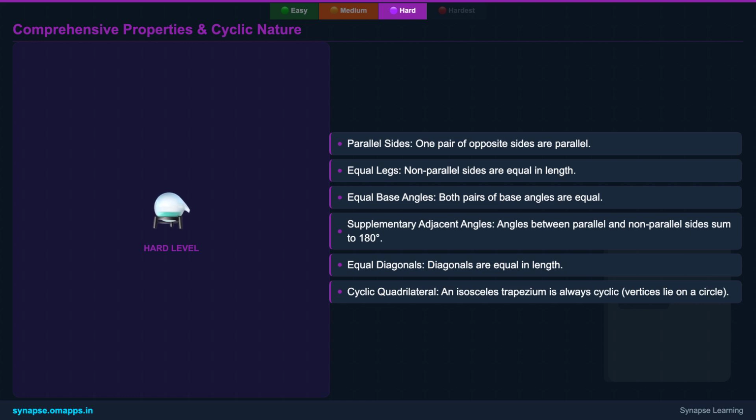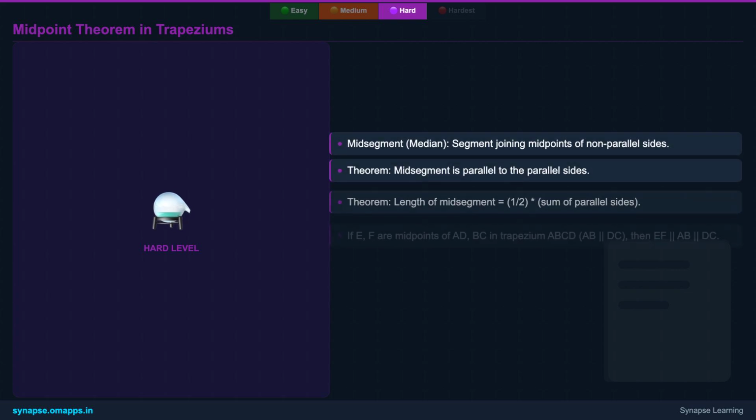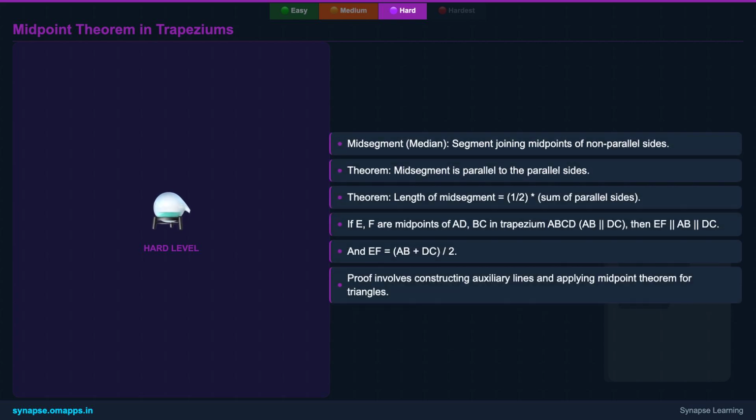We will explore the proof of this theorem, which often involves constructing auxiliary lines to form parallelograms and triangles, allowing us to leverage the standard midpoint theorem. The proof of the midsegment theorem for trapeziums is a classic.